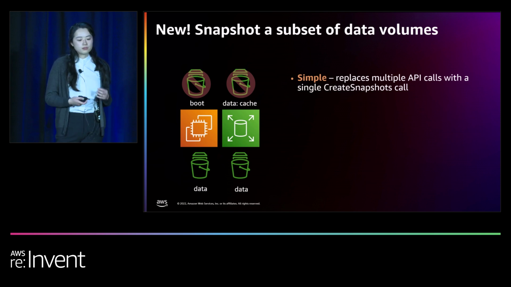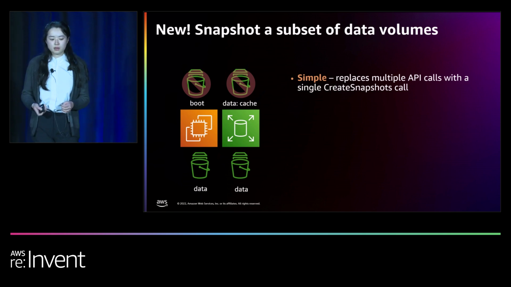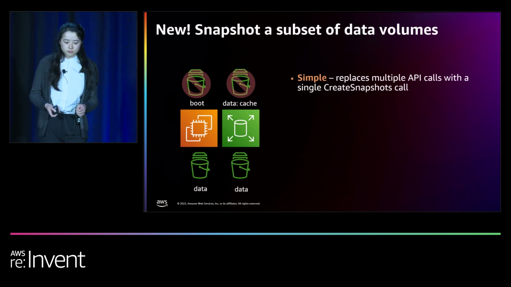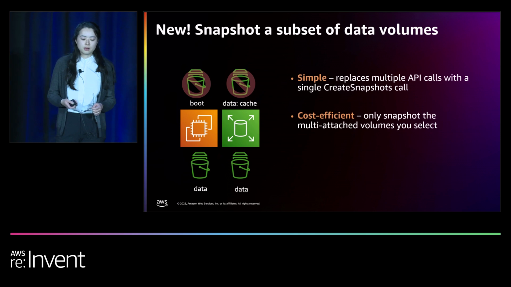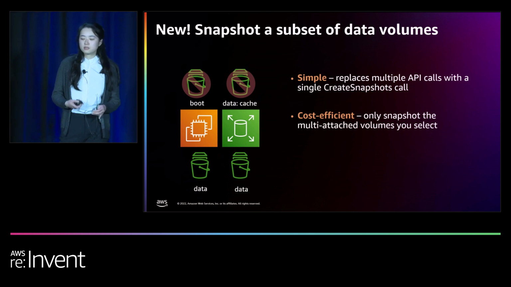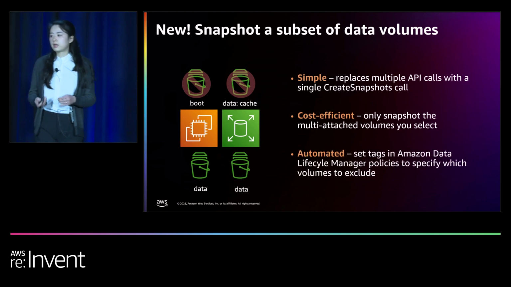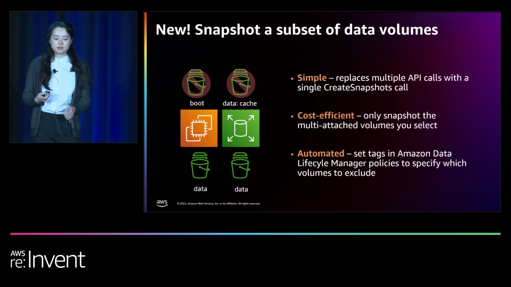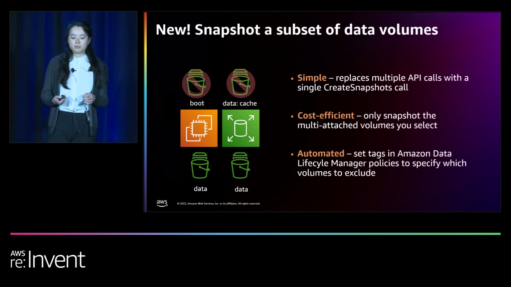So what you can do is, in the Create Snapshots API, you can specify the volume IDs that you don't want to take a snapshot of. So it's simple, a single API call. It's cost efficient because you're not storing any snapshots that you actually don't want. And lastly, it can be automated using Amazon Data Lifecycle Manager policies to help you specify which volume you don't want to take a snapshot of.